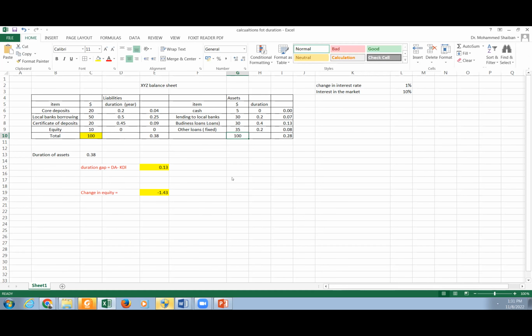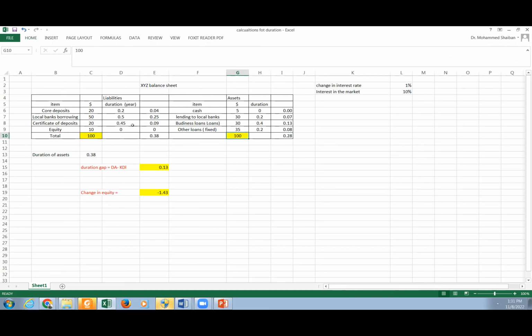Now, you will have to calculate the duration of each asset and the duration of each liability, and I will show you how. This is the assets, this is the liabilities, and this is the durations, in years. So this is 0.1 year, 0.5 years, 0.45 years for those ones. I do the same thing for the assets, and then I get the average duration of the assets and liabilities.